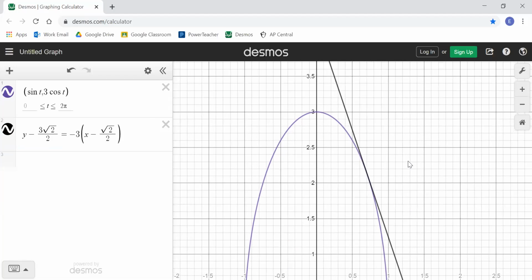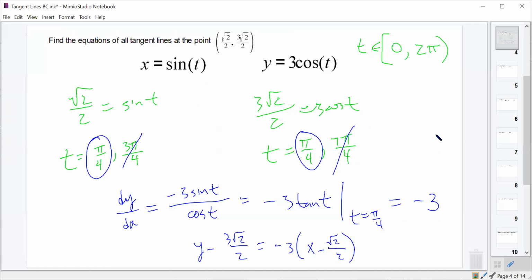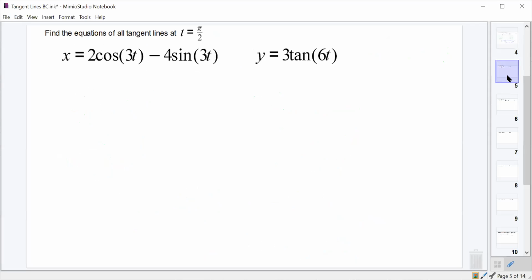Everybody good with that or no? Good. Cool. Any questions or issues so far? So the number of tangent lines you're going to have to find is going to be equal to the number of t values that satisfy that coordinate? Yes, that satisfy both of those x and y values, correct. So you could have up to an infinite number of them. Obviously we won't do that, but you could theoretically. You might have 0, you might have 2, you might have 1, you might have 7, who knows.